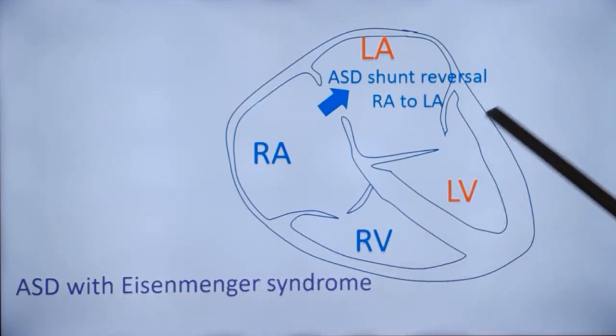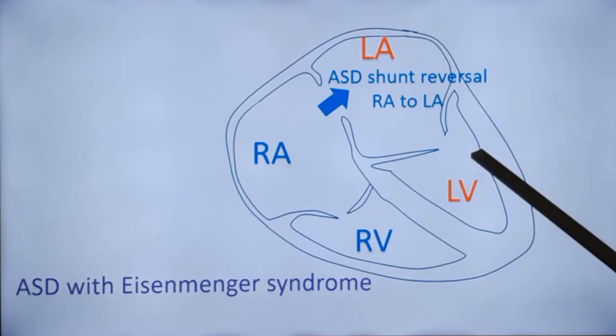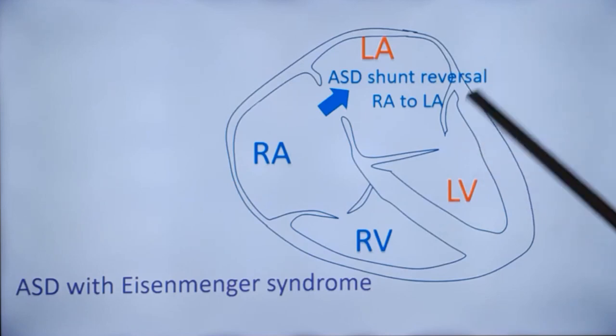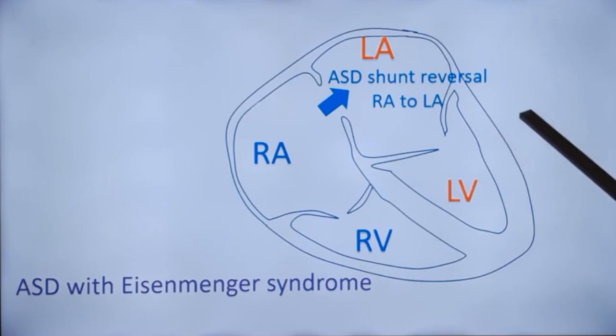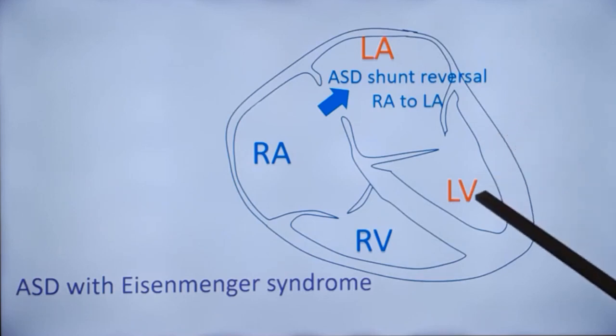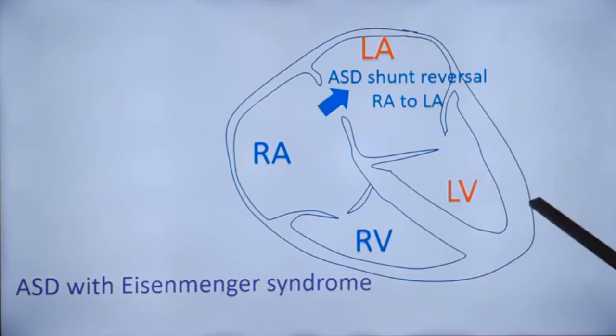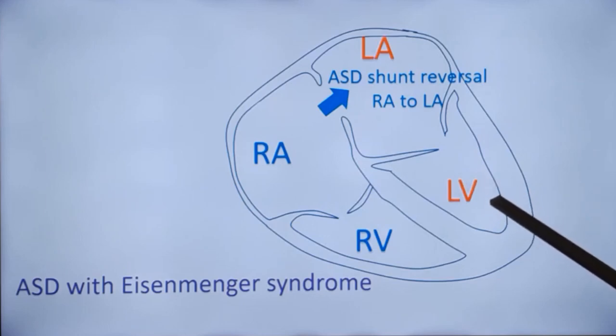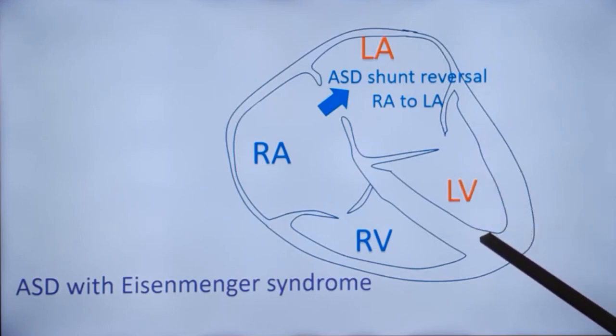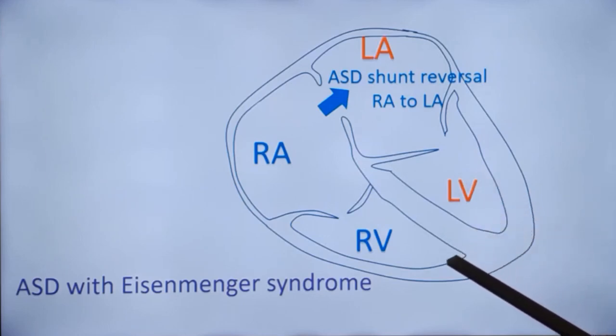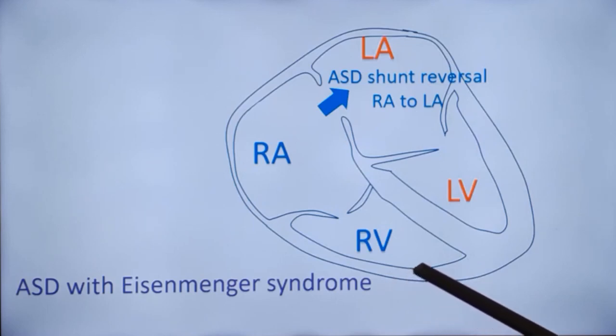Then in PDA Eisenmenger, you can have aortic enlargement because the shunt is received in the region of the aortopulmonary region. Aorta can be enlarged in PDA Eisenmenger. In VSD Eisenmenger, there is no aortic enlargement, there is no cardiomegaly. And in PDA Eisenmenger, sometimes you can see the ductal calcification. Inverted Y-shaped ductal calcification may be seen sometimes in persons with PDA Eisenmenger.